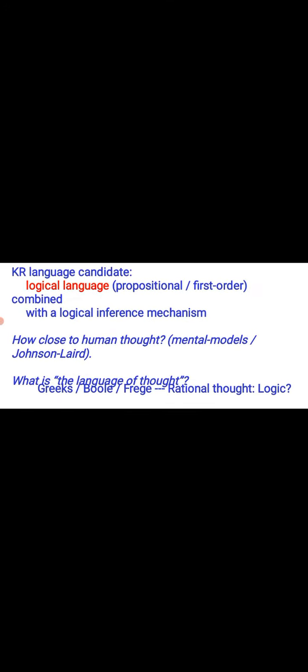Knowledge representation language. The language is propositional or first-order combined with a logical inference mechanism. How close is it to human thoughts and mental models? What is the language of thought? Kannada, Hindi, or other regional thought logic.